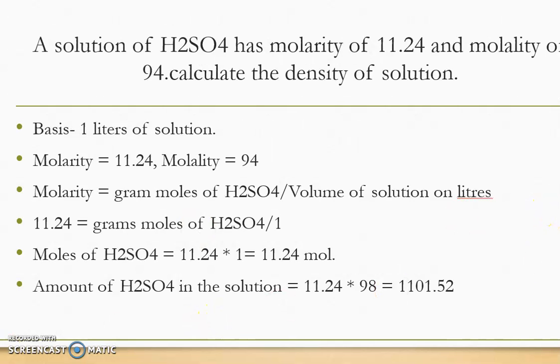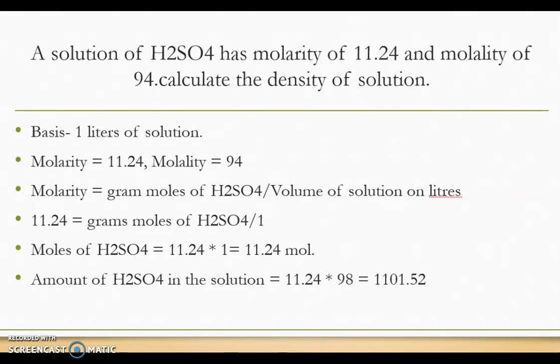The next important problem: a solution of H2SO4 has a molarity of 11.24 and a molality of 94. Calculate the density of the solution. See here they have given the molarity and molality. They have not mentioned anything about the volume, but we have to understand how much volume we should keep. So we can take the basis as 1 liter of solution, in terms of volume. We have to assume the basis in such a way that it will be able to solve our problem.